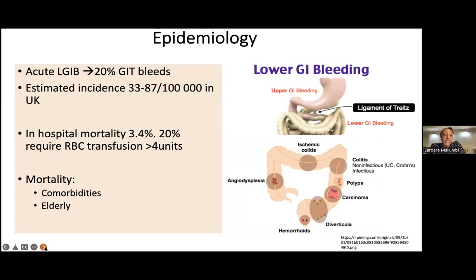In terms of the epidemiology of lower GI bleeds, of all gastrointestinal bleeds, 20% are acute lower GI bleeds. According to the UK stats, 33 to 87 out of 100,000 population get lower GI bleeds in a lifetime. For those in hospital, mortality is 3.4%. 20% of these patients need red blood cell transfusions of more than 4 units. And mortality is basically based on patients' comorbidities, and the elderly will have more comorbidities inherently.